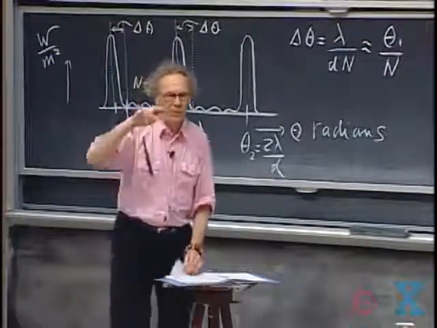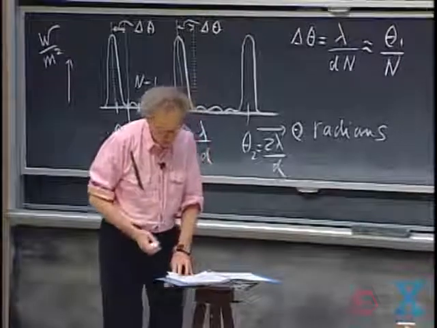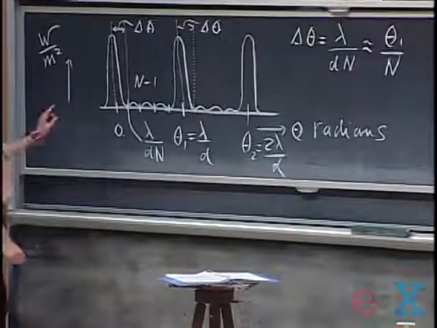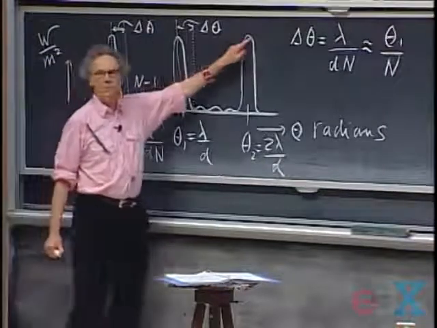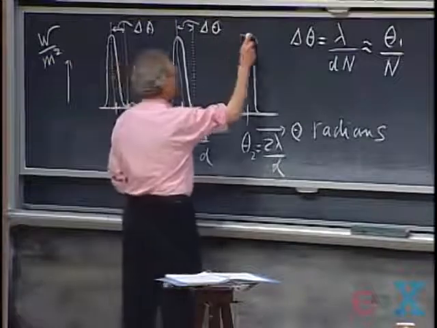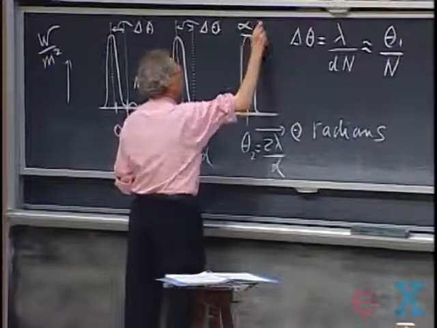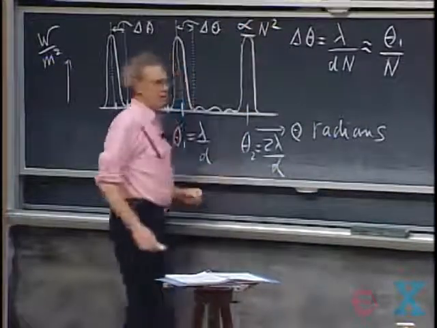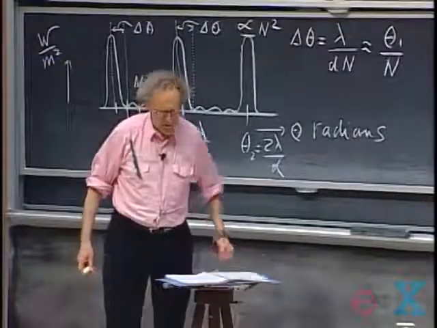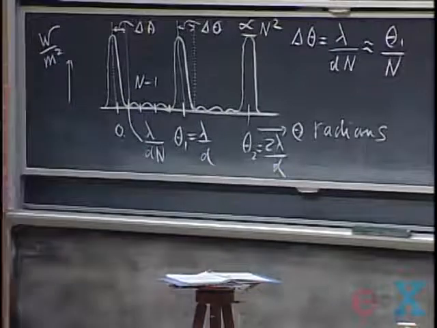And that's the big difference between two-slit interference and multiple-slit interference. And the larger N is, the higher these peaks will be. The height of these peaks, the intensity here, is proportional to N squared. You may say, gee, why is it not linearly proportional to N? Well, that's easy to see.